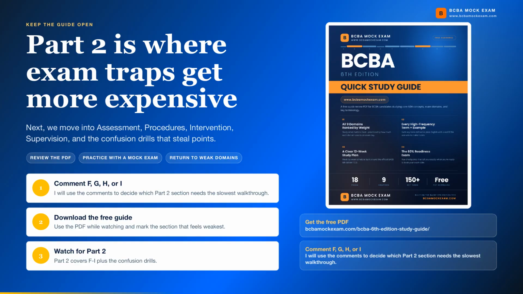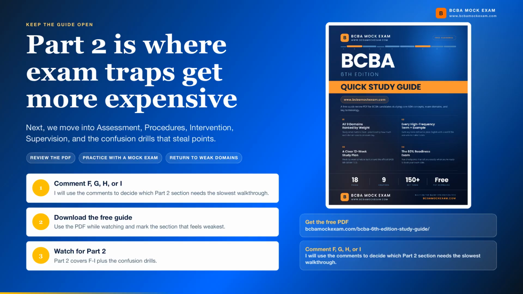Part 1 Closing. That is Part 1 of the BCBA 6th edition Quick Study Guide. We covered domains A through E: foundations, concepts and principles, measurement, experimental design, and ethics. If you only remember one thing from this walkthrough, remember this. The exam is not testing whether a term looks familiar. It is testing whether you can use the detail in the question to choose the right concept and reject the close distractor.